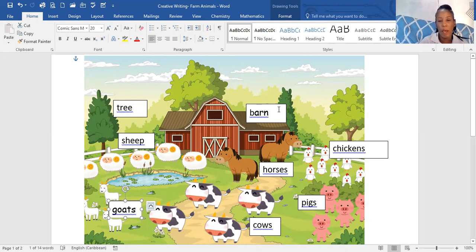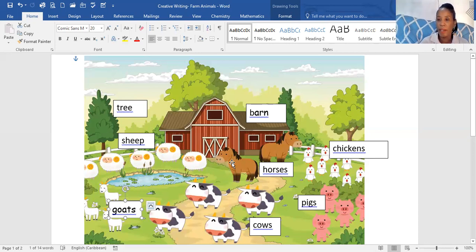Let's go over them again. Barn, tree. Let's look at the animals now. Sheep, goats, cows, pigs, horses, and chickens. Now that we know what we have in the picture, we've named some of it. As I said, we did not name everything. If we had to write a word for everything, then we may write and write until we're so tired. So we need to write just enough. Okay, that's just enough. We have some names of objects and we have some animals that make up the picture.